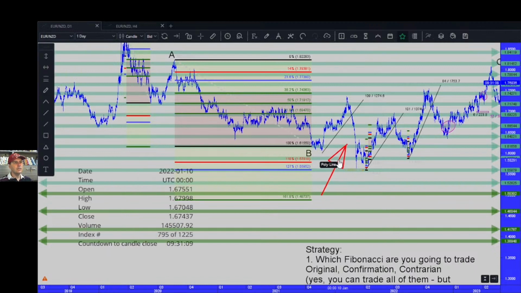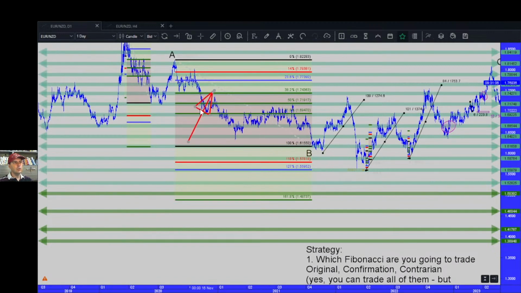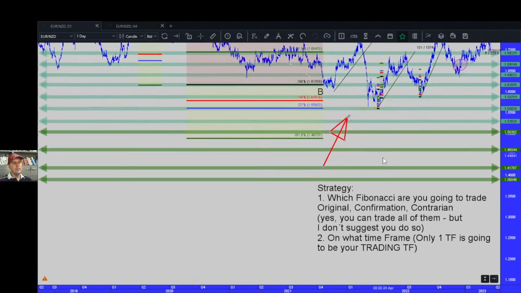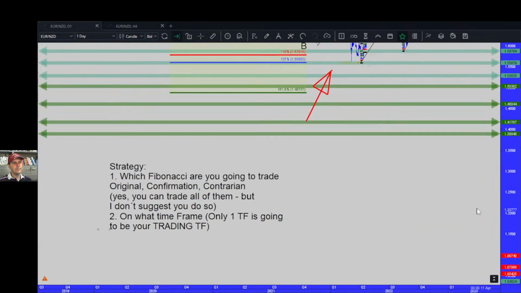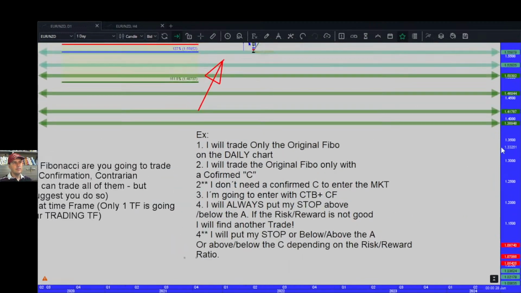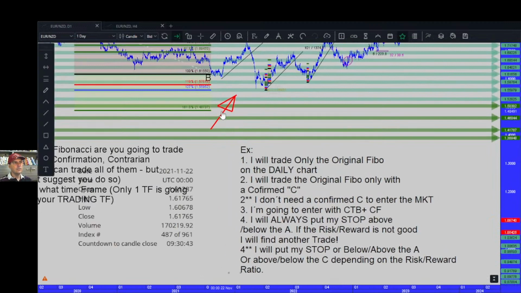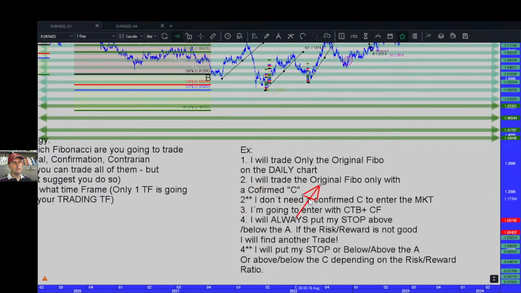The market pushed down. If I want to short the original Fibonacci, the market pushed down once, this was one opportunity. The market pushed down 2 times, this was the second opportunity, and the market pushed down the 3rd time. So 3 times the market went down. If my strategy says I will trade only with the confirmed C, no entry, no entry. So the counter example would be, I don't need the confirmed C to enter the market.